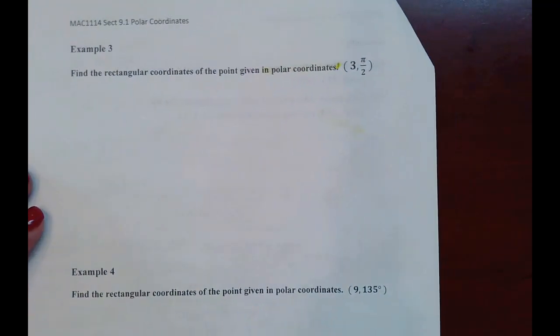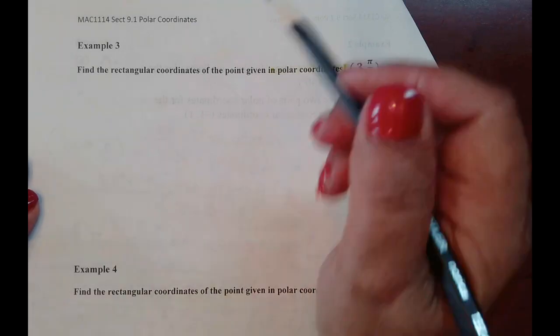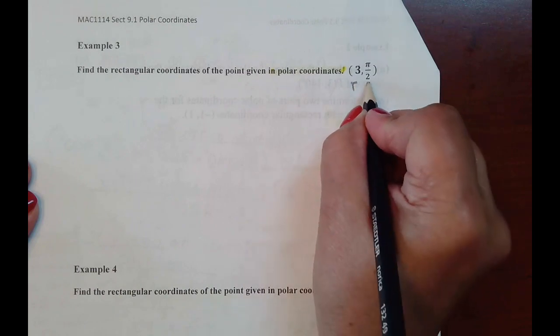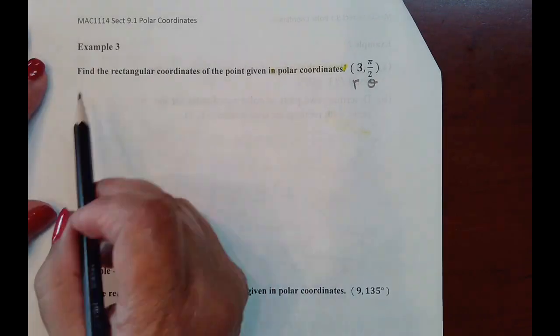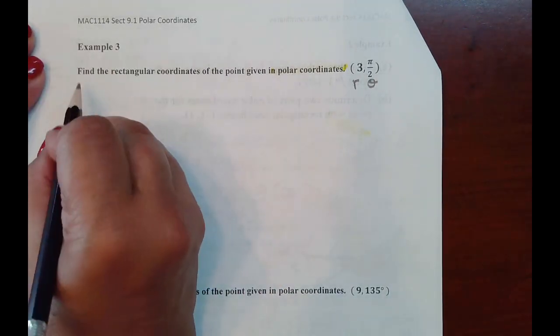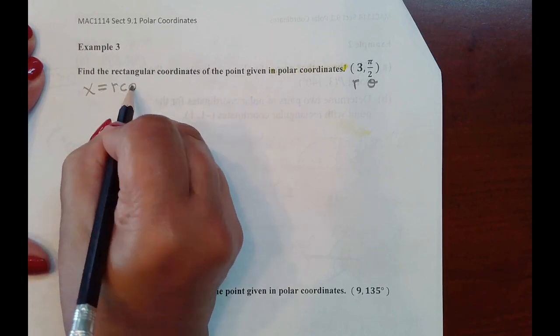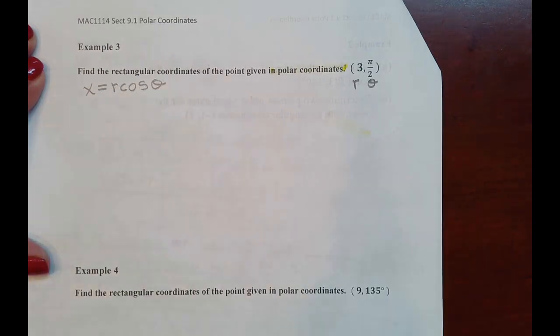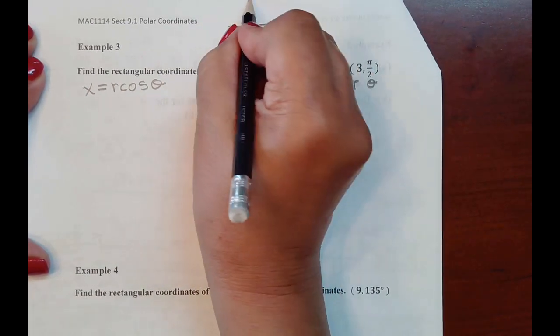So moving on now to example 3. Find rectangular coordinates for the point given in polar coordinates. So you have an R and you have a theta here. Grab another pencil. Find rectangular coordinates. So x is equal to R cosine theta. Okay, let's just kind of remind ourselves what's going on at pi over 2.